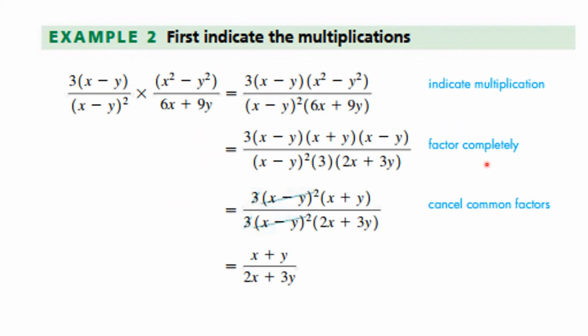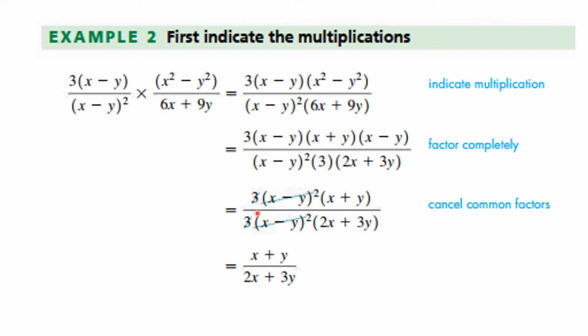Here's another more complicated example with algebra, and the suggestion is that we first indicate the multiplications. So what happens is, since this is a multiplication, we take the top times the top and the bottom times the bottom, and we just write it this way. But now we need to reduce this, so we're going to factor everywhere that we can factor. So in the numerator, you realize that we can factor x squared minus y squared as x plus y times x minus y, and now we're going to cancel common factors.